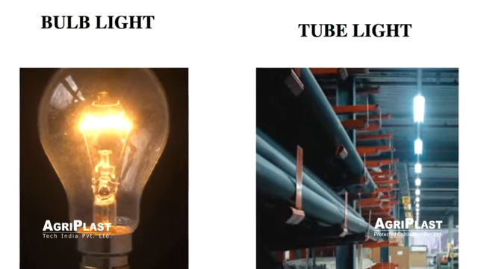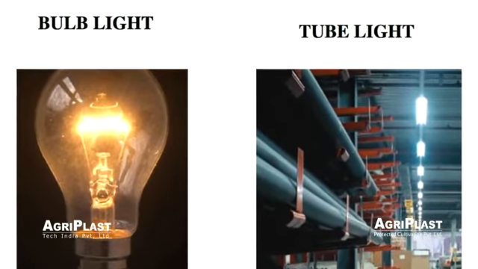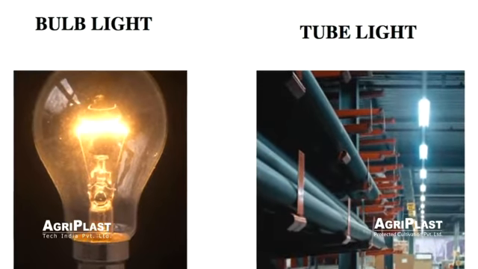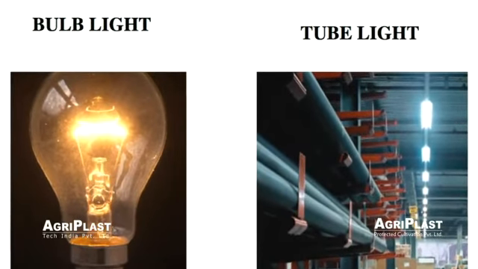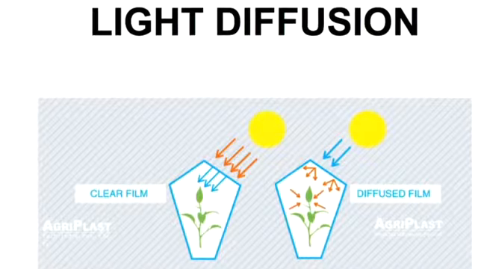A bulb light is a clear light and a tube light is a diffuse light. Under the diffuse light, you don't see shadow. So this is a diffuse light. If I go out and stand in the sun, that's a clear light. So for a crop where we have higher leaf area or more leaves, we have to use a diffuse plastic.